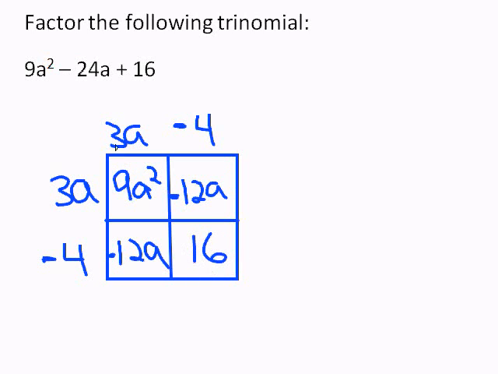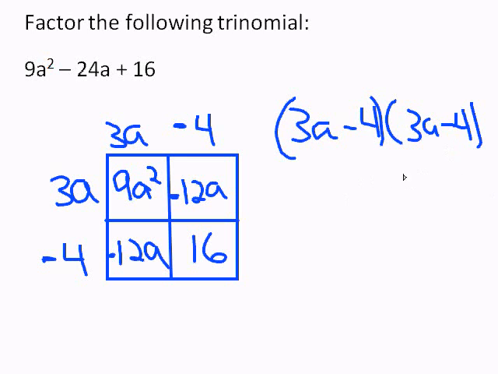So what I want you to notice is that when you have square roots of the first and last term, start your guessing and checking with the square roots of each. And a lot of times you'll find that you get the right answer right away. So our factors are 3a minus 4 and 3a minus 4.